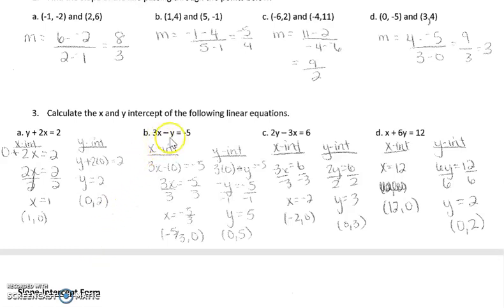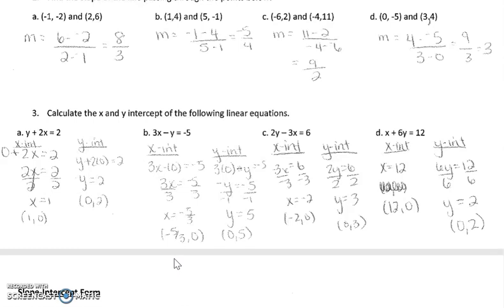X-intercept, you're plugging in 0 for y, 3x minus y equals -5. So 3x equals -5. Divide by 3, x equals -5/3. So -5/3, 0.